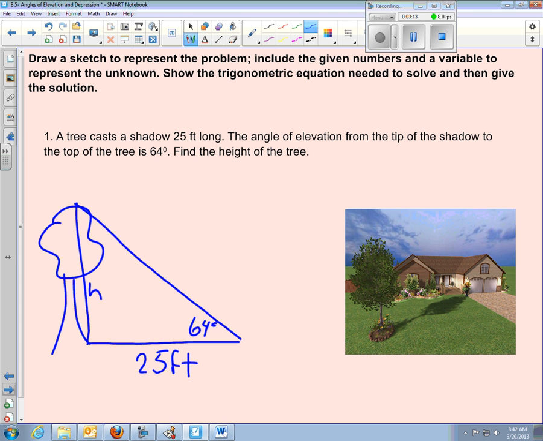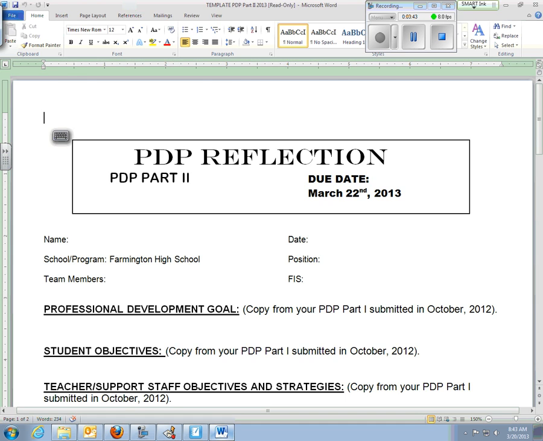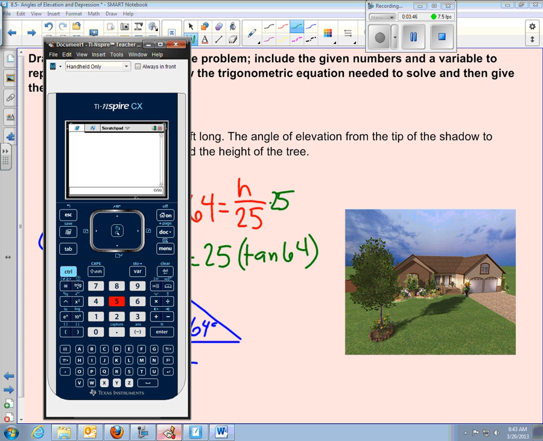All right, so if we look here, we are going to notice that we have our opposite and our adjacent. And with opposite and adjacent, we are going to be using tangent. So we have the tangent of 64 equals our opposite over our adjacent. All right, we want h by itself, so we need to multiply by 25 on both sides. So h is going to be 25 times the tangent of 64. So pull our calculators out, and we want to do 25 times the tangent of 64.